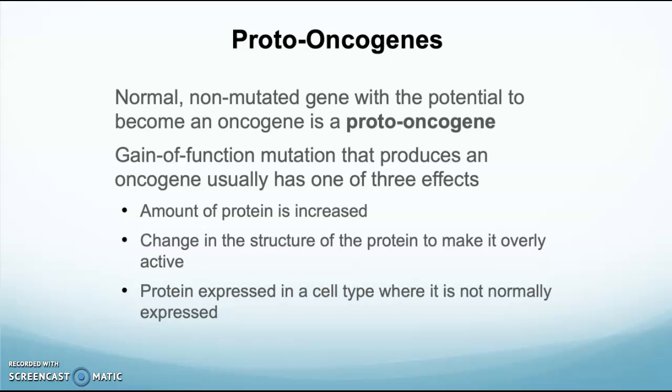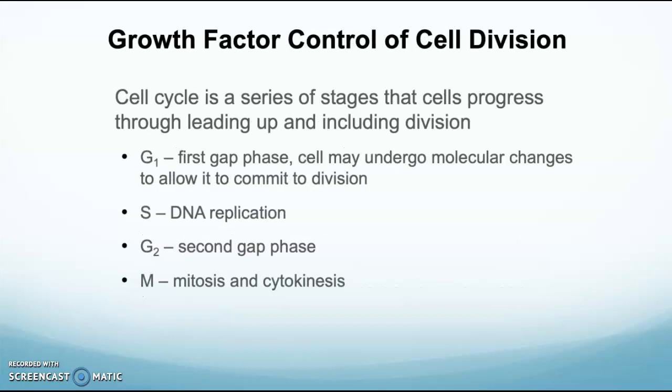And what those effects could be usually fall into one of three categories. Either the amount of protein is increased when we get this gain-of-function mutation within a proto-oncogene. We could get a change in structure of the protein that makes it overly active so that cell division really is upped. Or the protein is expressed in a cell type where we don't normally see that particular protein expressed. And that protein then could go on to cause uncontrolled cell division. So keep in mind that when we think of the growth factor control of cell division, this is where we often see these oncogenes playing a role.